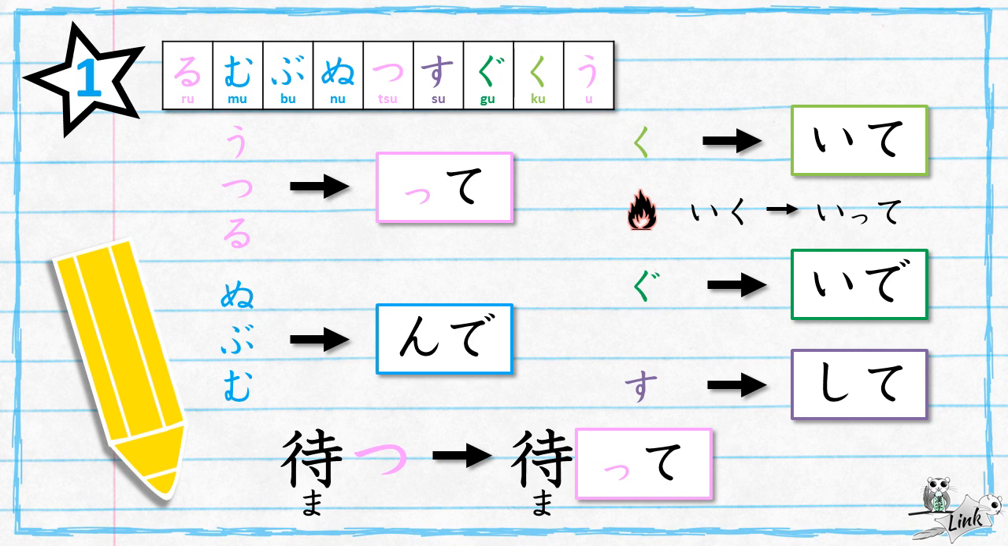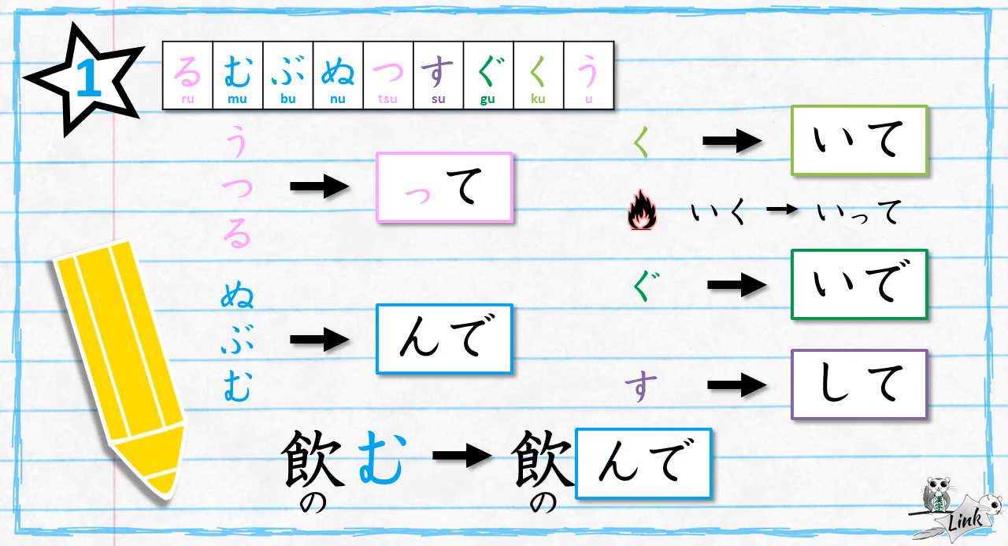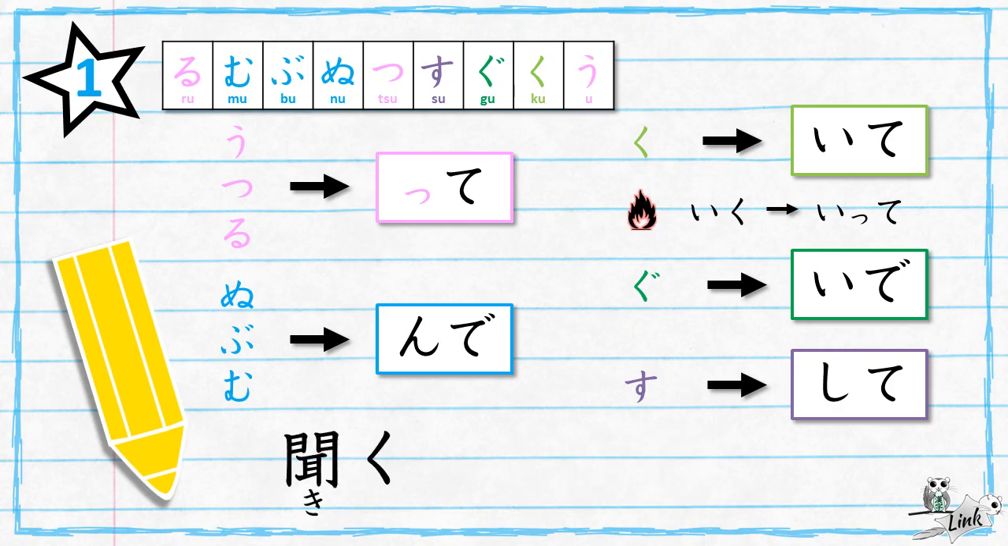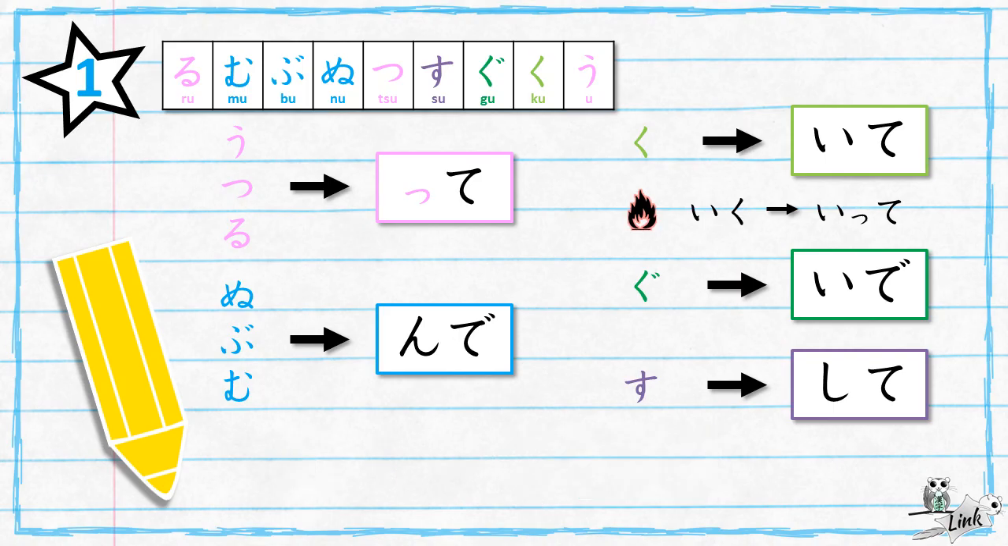Matte, wait. Can you try with nomu, to drink? Take out the final mu and put nde instead. Right, nomu becomes nonde, drink. How about kiku, to listen? That's right, you turn the final ku into ite. Kiku becomes kiite with a long e sound. Kiite, listen to me. Keep it up.